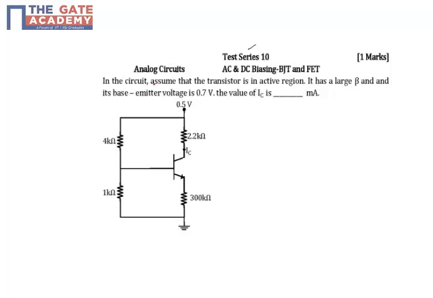Question says that in the circuit assume that the transistor is in active region. You need to assume that the transistor is working in the active region and it has a very high value of beta. High value of beta means, we know that IB is the base current. IB is basically IC by beta, and if beta is very high, your IB will be 0. The base current is 0.